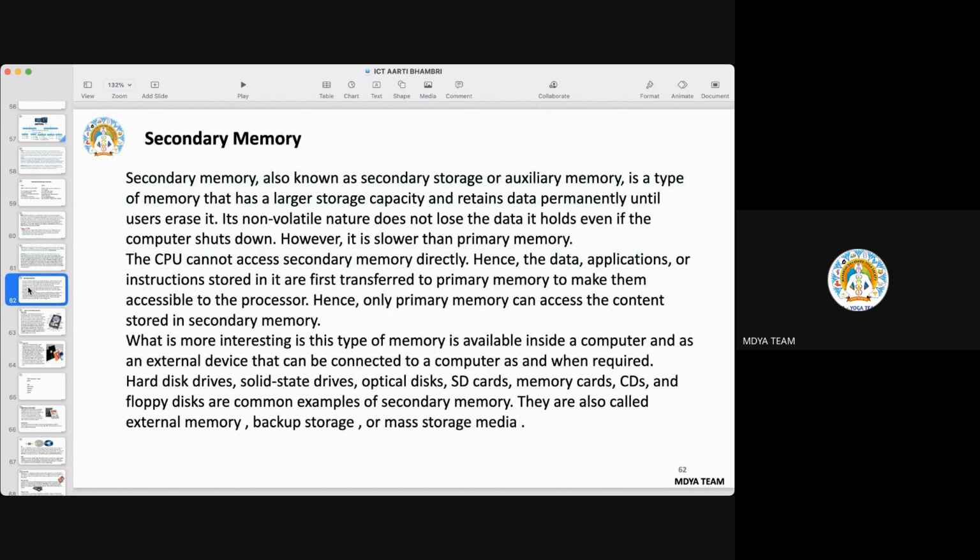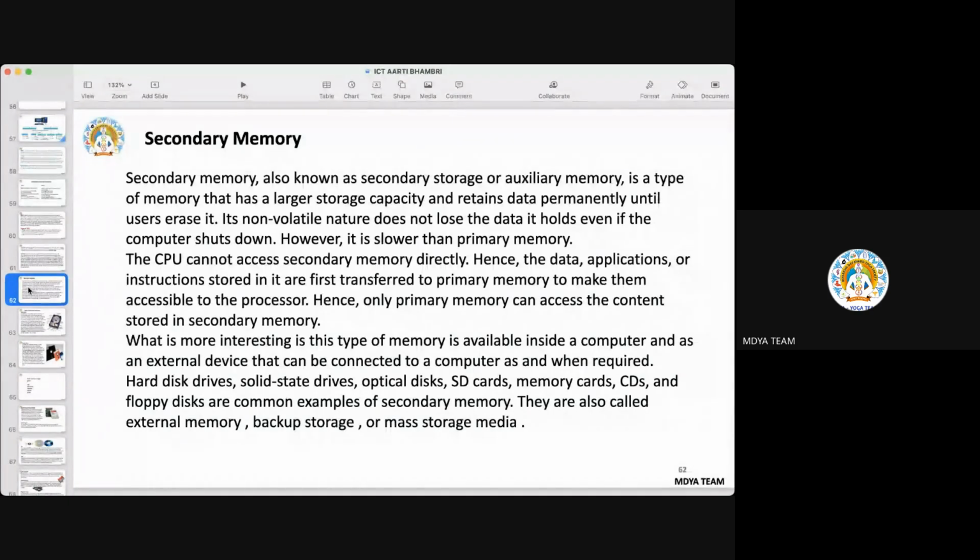Now the secondary memories. All these memories we have studied so far are primary memories, or you can say the internal memories or main memories. Secondary memories are the secondary storage units or auxiliary memories, because this memory has a larger storage capacity. The storage capacity of primary memory is less as compared to secondary memory. Secondary memory has large storage capacity and it retains the data permanently until the user erases it.